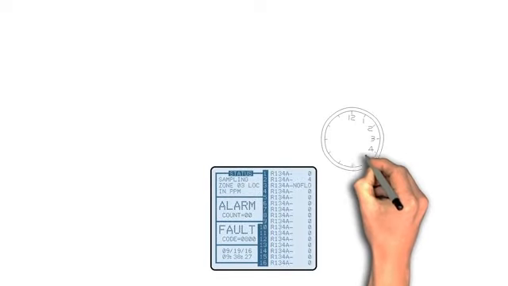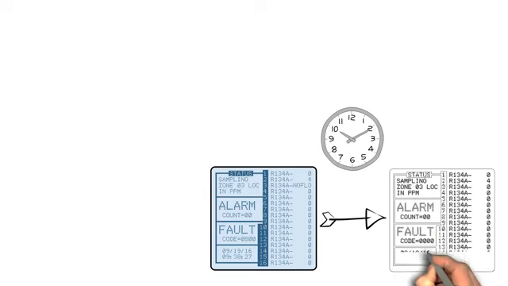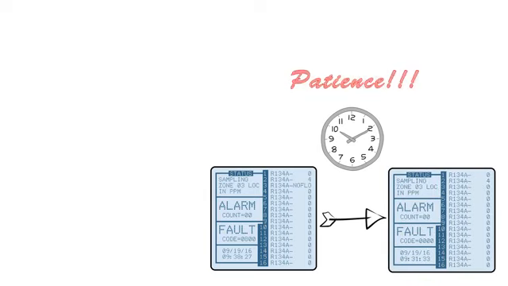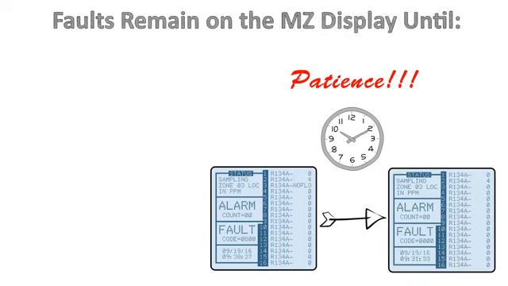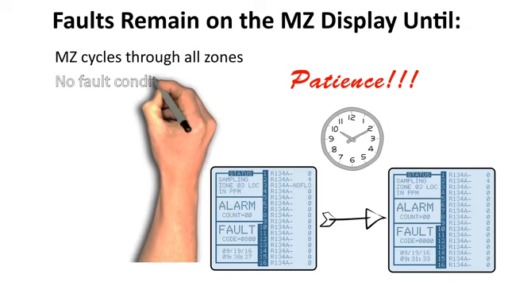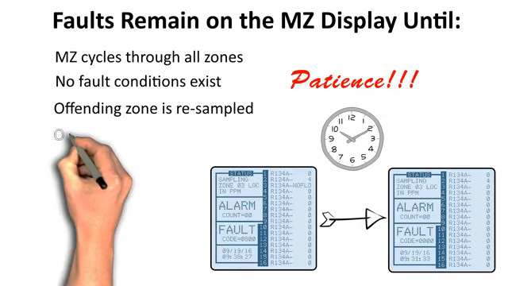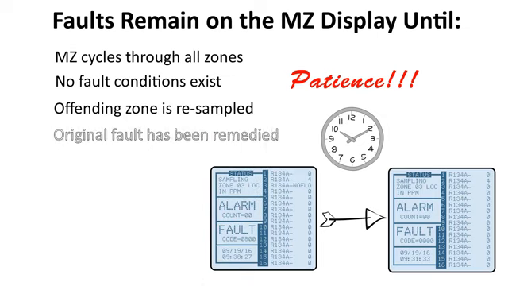So if you make changes to your MZ system in order to address a fault condition, give the system a few minutes to cycle through all zones before re-evaluating the current fault status. The previous fault will remain on the screen until the system cycles through all zones again and no fault conditions exist. The offending zone is resampled, the original fault condition is remedied, and the fault itself is cleared.